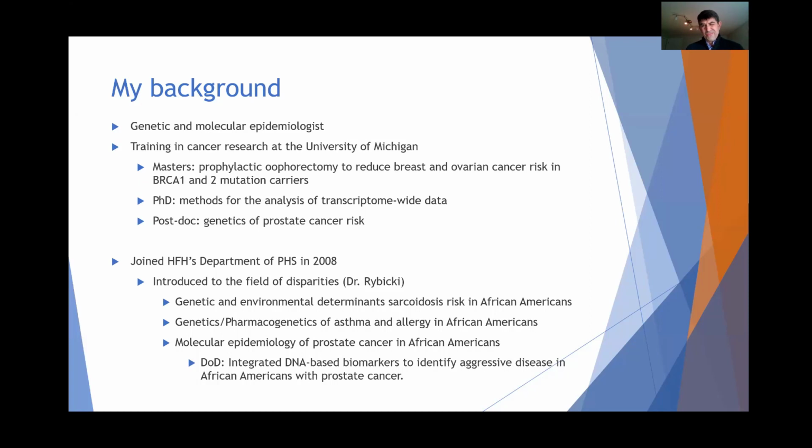So I kind of have three areas that I focus on, so not very focused. I study the genetics and environmental determinants of sarcoidosis risk in African Americans. All these conditions that I'm listing are ones that have multifold higher risk in African Americans relative to European Americans. And then I also study the genetics and pharmacogenetics of asthma and allergy in African Americans, both in individual and consortium-wide studies.